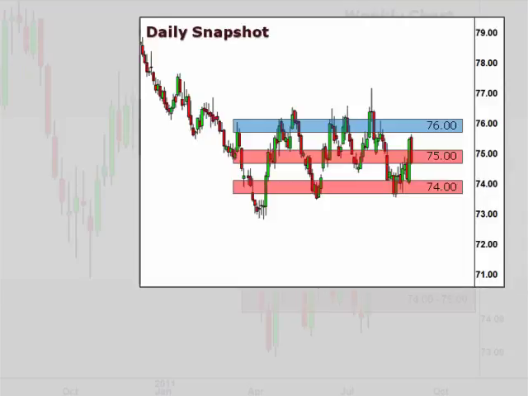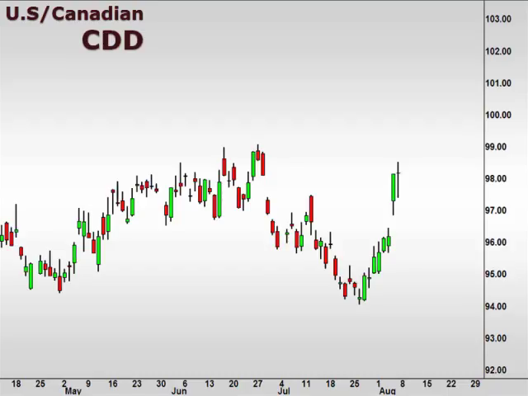Let's take a look at a daily snapshot of the U.S. dollar index chart. We can see here that the 75 level is acting as a near-term support, and a bounce off of this level should signal a move towards 77. A failure to hold 75 is likely to yield a move down to test.